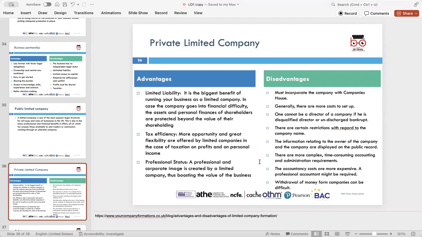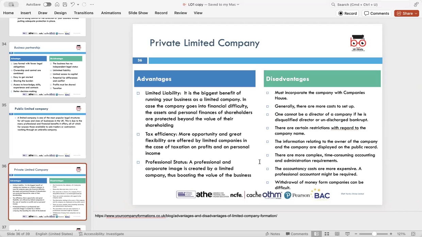Tax efficiency. Limited companies offer more opportunities and flexibility in terms of how profit and personal income are taxed. This can result in potential tax savings. Professional status. Operating as a limited company creates a professional and corporate image. This can enhance the business reputation and overall value.